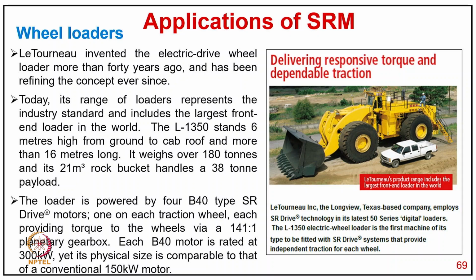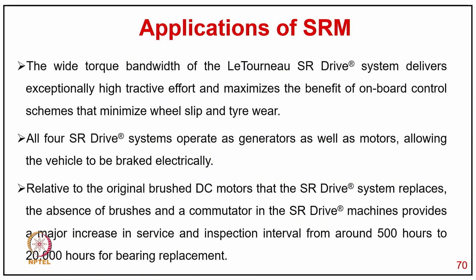And the loader is powered by 4 B40 type SR drive motors, one for each traction wheel, each providing torque to the wheel via a 141 to 1 planetary gearbox, and each B40 motor is rated at 300 kilowatt, yet its physical size is comparable to that of a conventional 150 kilowatt motor. So the wide torque bandwidth of this Liniton SR drive system delivers exceptionally high tractive effort and maximizes the benefit of the on board control scheme that minimizes wheel slip and tire wear.